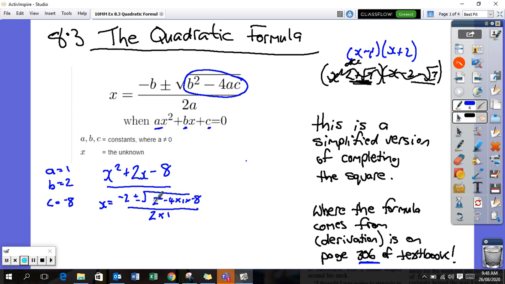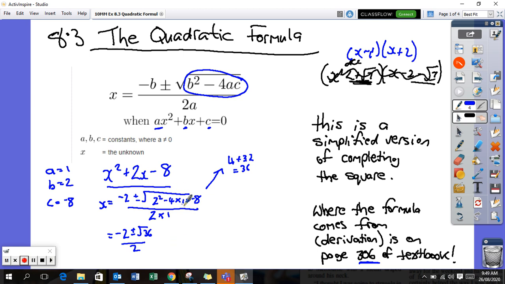So I'm going to go up there. We've got 4 times 1 is 4, times 8 is 32, it's negative 8, so it's going to be 4 plus 32. Okay, 4 plus 32 is 36. So we've got the square root of 36. So x equals minus 2 plus or minus the square root of 36 over 2.